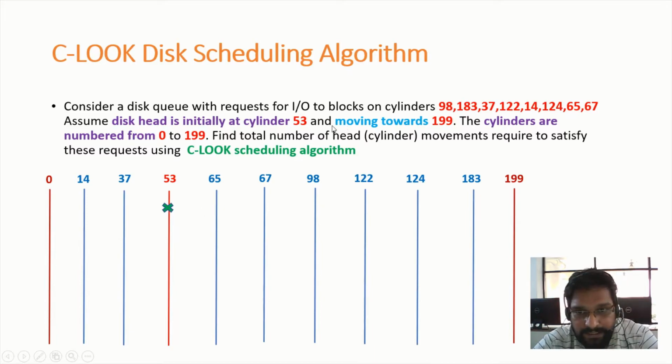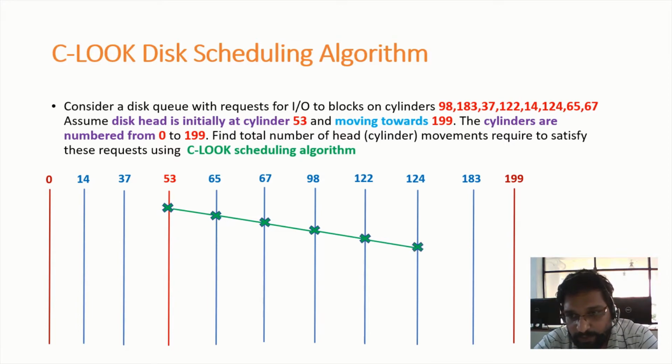The question says that the disk head is moving towards 199. So as the disk head is moving towards 199, we are going to satisfy the corresponding requests. Initially, I am going to satisfy the request for cylinder number 65. Next, cylinder number 97. Next, cylinder number 98. Next, cylinder number 122. Next, cylinder number 124. Next, cylinder number 183.